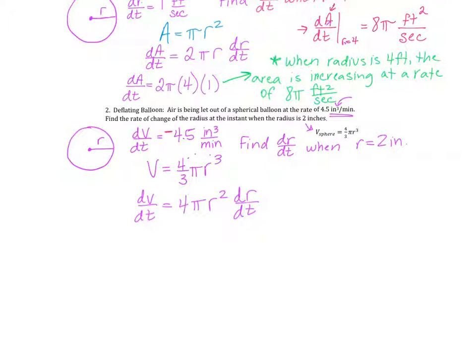Now I plug in my numbers. I have negative 4.5 is equal to 4 pi. Now is when I can put in my 2 dr dt. Now I'm looking for dr dt, and I want to be very clear.